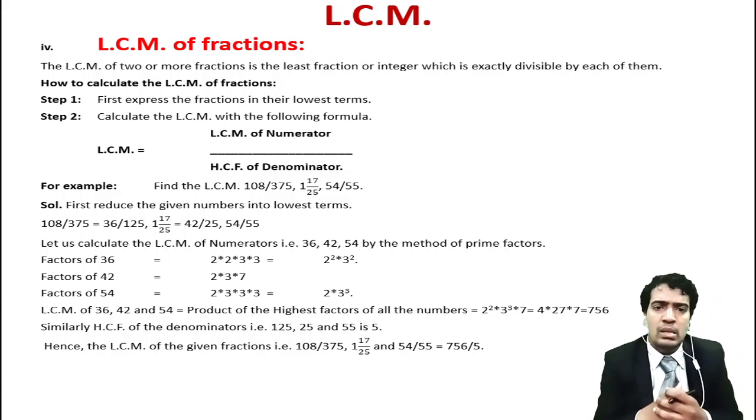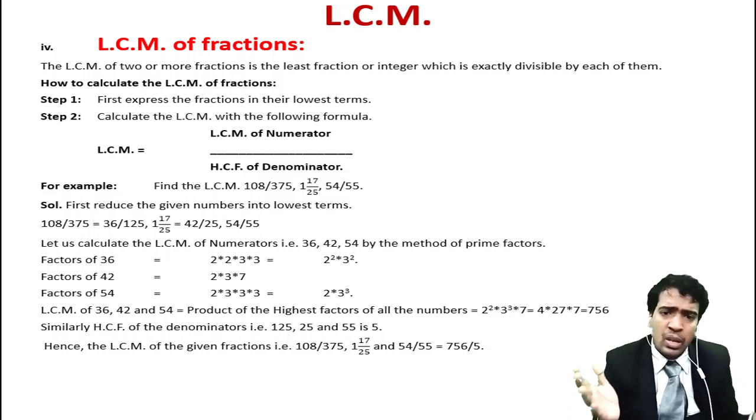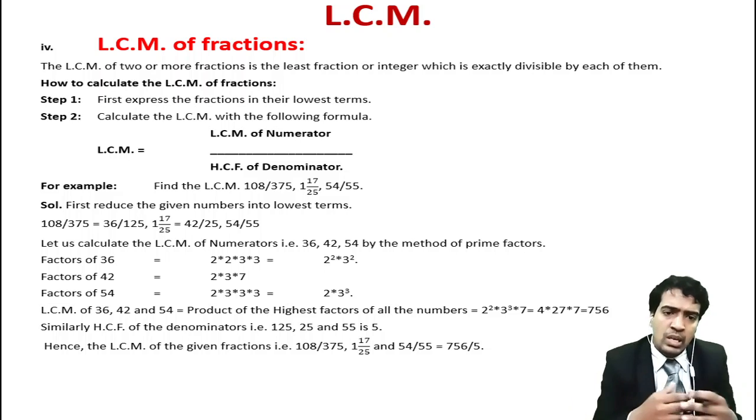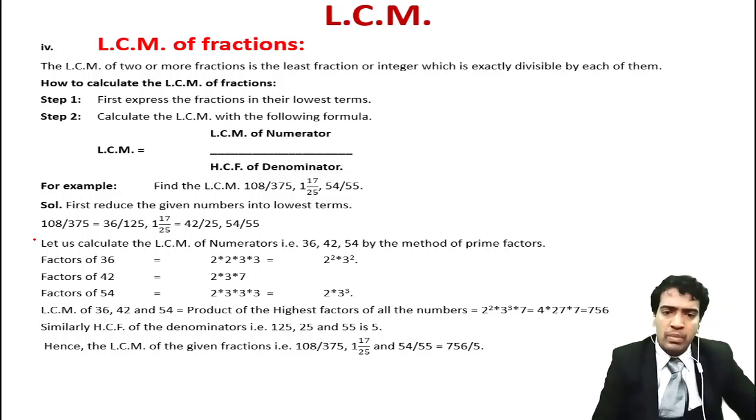How do you calculate the LCM of fractions? First, again, express them in their lowest terms, and you calculate the LCM of fractions by this formula. You first take the LCM of the numbers in the numerator and the HCF of the numbers in the denominator. You would get the LCM of the fractions. So let us take an example. Let us calculate the LCM of 108 by 375.